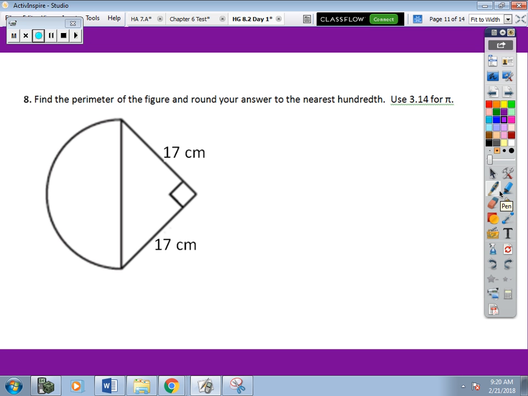Find the perimeter of the figure and round your answer to the nearest hundredth. So we're finding the perimeter of the outside. So obviously, to find the perimeter, we would take 17 plus 17 plus something. How would I find the distance around this half circle? Right. It would be half of the circumference of the circle. Perfect.